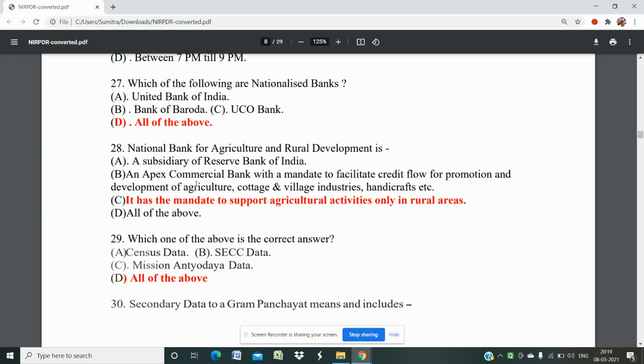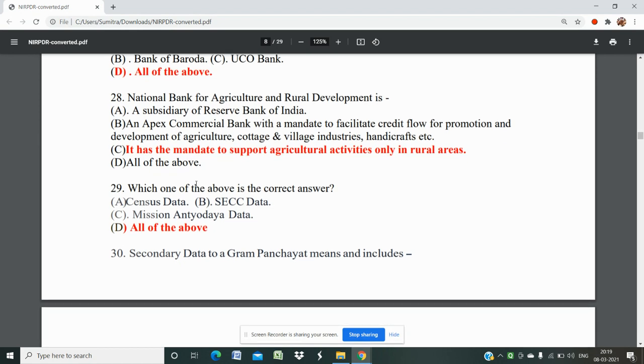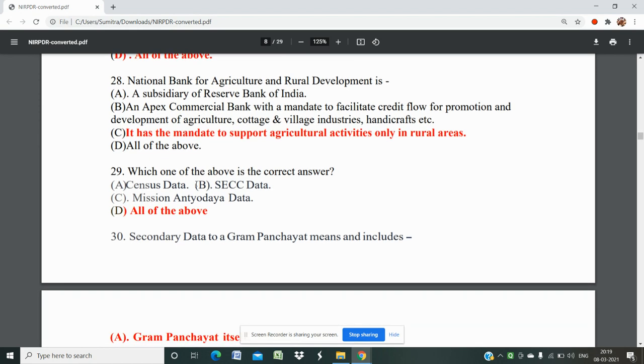All the above are nationalized banks. There is no such thing as a private bank. Then National Bank for Agriculture and Rural Development. I also have some doubts on this question and this answer.